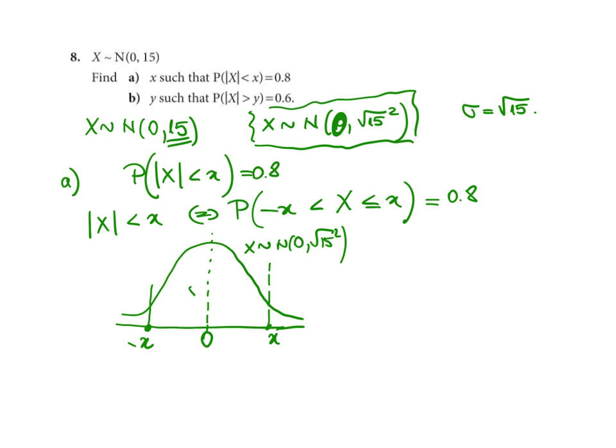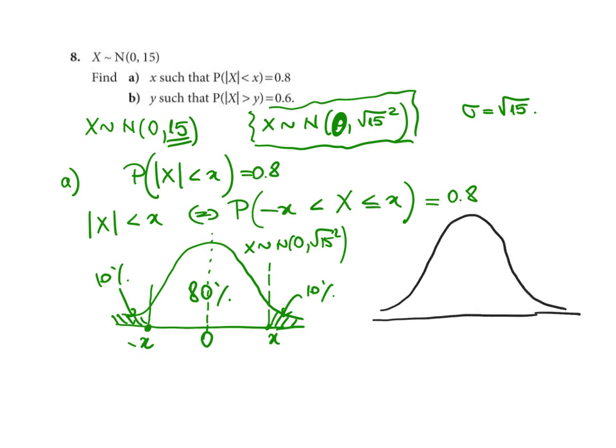So if you want the area in the middle to be 80%, then this area here needs to be 10%, and the area on the other side needs to be 10%. So we need to know exactly the properties of this distribution and the fact that it's symmetric. So I need to move now to a standard normal distribution. So I'm looking for a point that splits me 10% here and 10% on the other side.